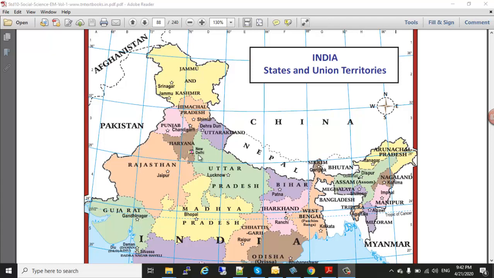Next, followed by New Delhi, on this side you have Uttar Pradesh, and you have Rajasthan here, which is very near to Pakistan. You can see Gujarat. So Gujarat, Rajasthan, Punjab and Jammu and Kashmir share the boundary of Pakistan.